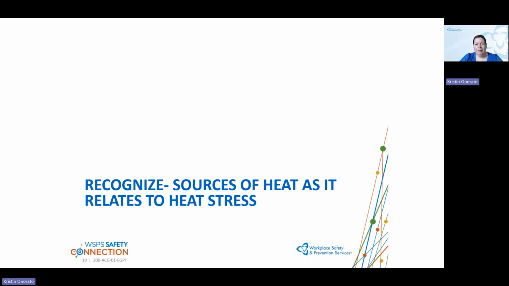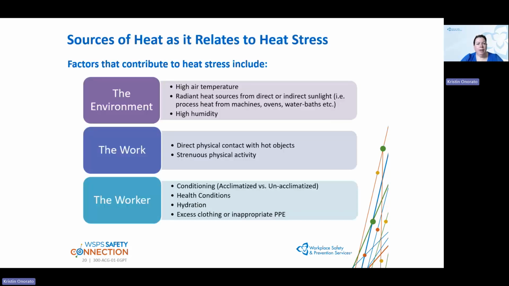Okay, so when we think about the RACE principle, the first thing that we are going to focus on right now is recognizing. So recognizing sources of heat as it relates to heat stress, in all the different ways and methods that we should be acknowledging and recognizing heat at our workplaces. The first thing to consider is that there are three large factors that all contribute to heat stress and how somebody may be exposed to it. The three big factors that influence how a person may be impacted by heat are the environment, the work, and the worker.